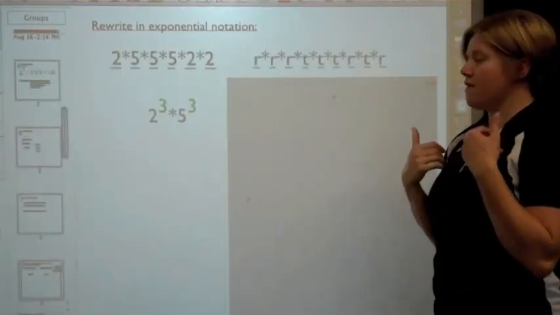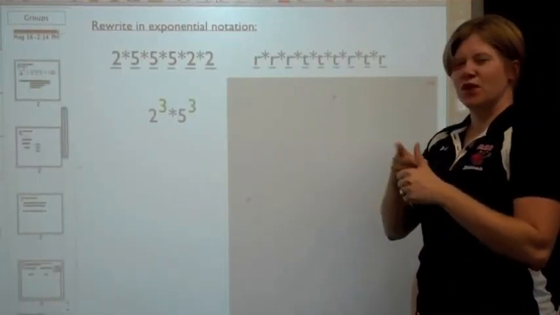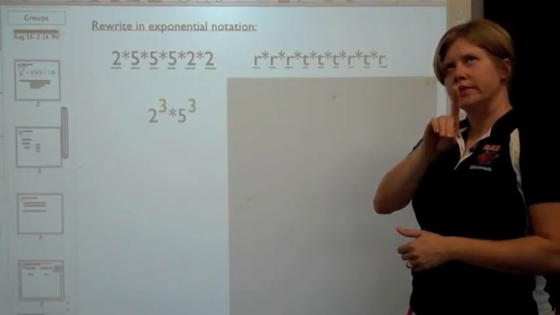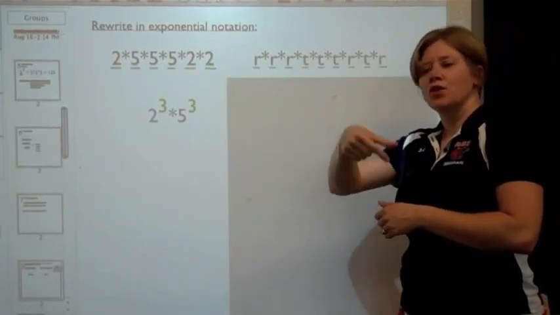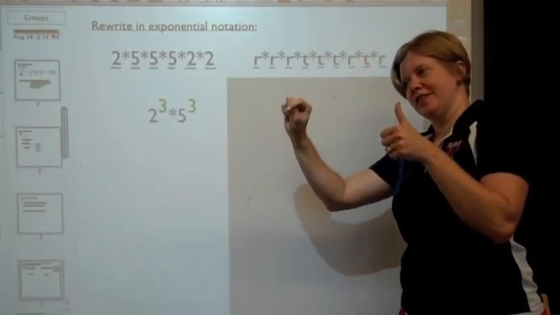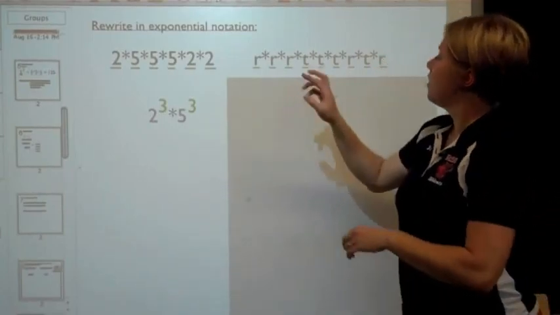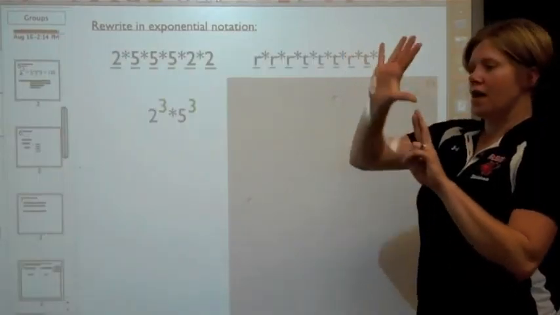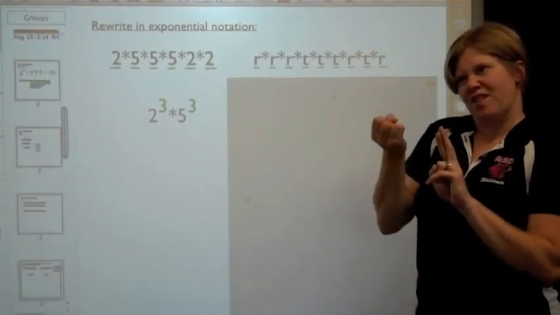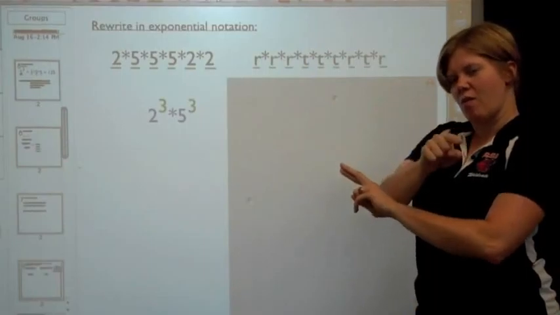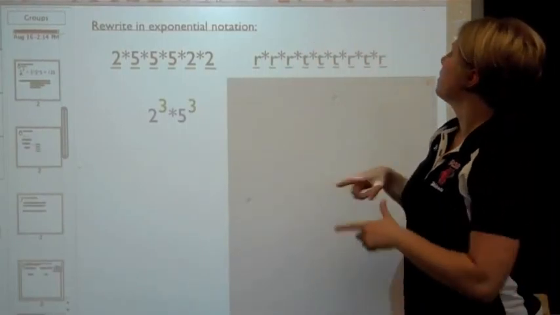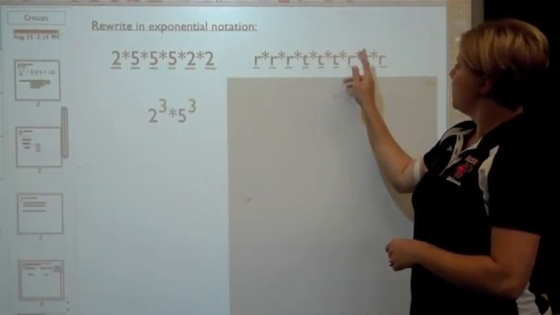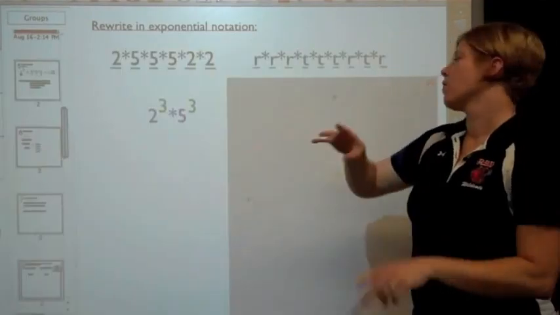Moving over here, I have R's and T's. So first I'm going to do R because in alphabetical order, A, B, C, D, E, F, R is going to come before T. So I'm going to put the R first. So R's, how many are there? One, two, three, four, five. So R to the fifth power, because that's how many R's there are. R times R times R, that's five times, so R to the fifth. And then T's, one, two, three, four. So I'll put T to the fourth.